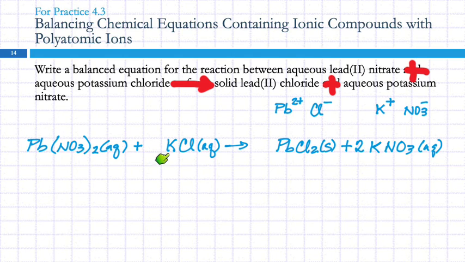Here we have 1 potassium. And over here now we have how many potassiums? 2. So I need to put a coefficient of 2 in front of KCl. And now, fingers crossed, how many chlorines? 2 and 2. And that one kind of took care of itself. Any questions?